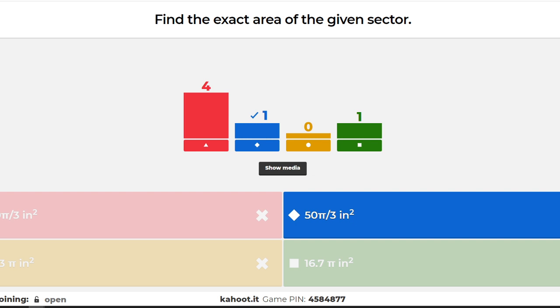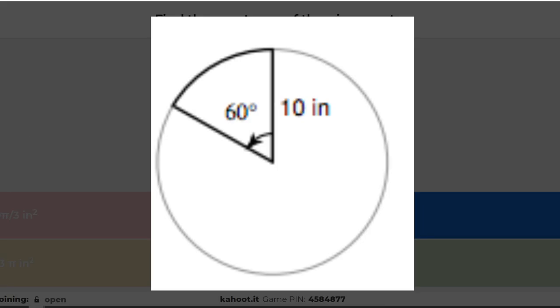Ooh, ouch, this is a rough one. So maybe we're still struggling with sector area. See, this one shouldn't be too easy because the numbers look like nice little round numbers. The arc measures 60. What do you divide by on sector area?